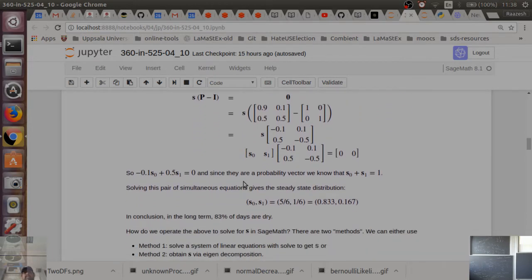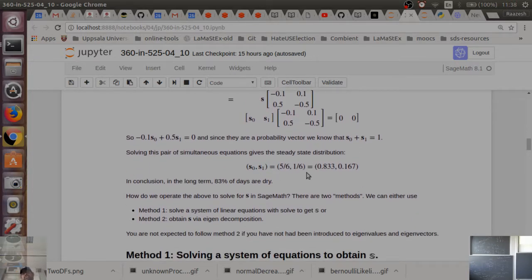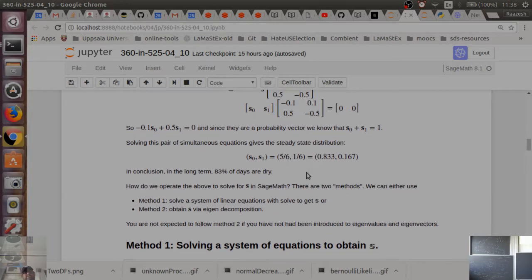So here are my conditions. Negative 0.1 times S0 plus 0.5 times S1 is 0. And since they're probability vectors, we know that S0 plus S1 should be 1. Solving this pair of simultaneous equations gives me this. We can do this symbolically as well, but this is straightforward equation solving. So then we know that S0 is 5/6 and S1 is 1/6.